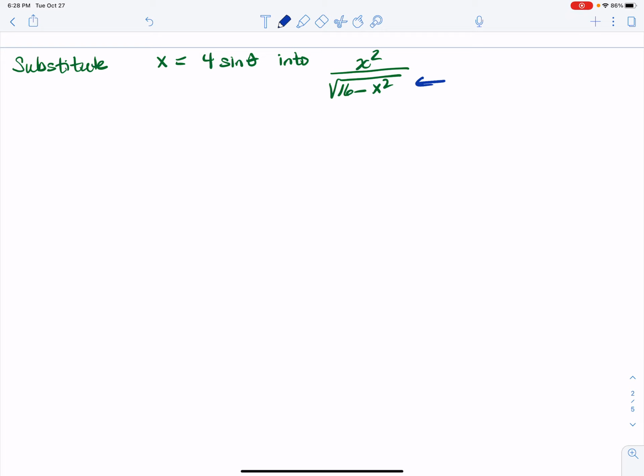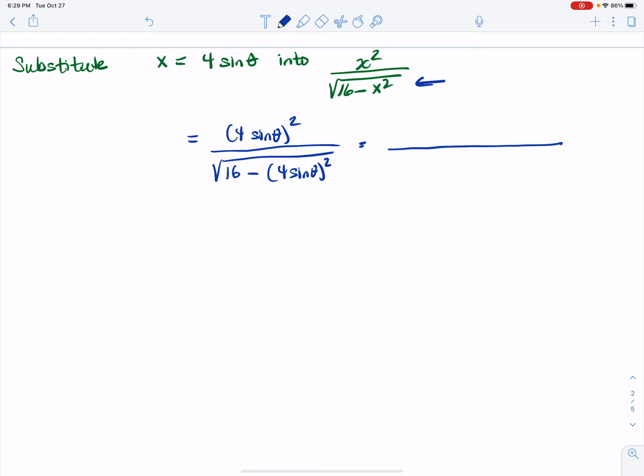So x equals 4 sine theta. I'm just going to replace every x with 4 sine theta and simplify as much as we can. So what this is going to give us, let's see, we have (4 sine theta) squared over the square root of 16 minus (4 sine theta) squared. Okay, so let's see what that gets us. So (4 sine theta) squared looks like 16 sine squared theta.